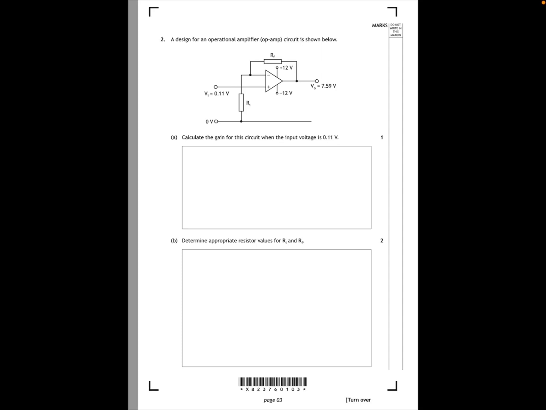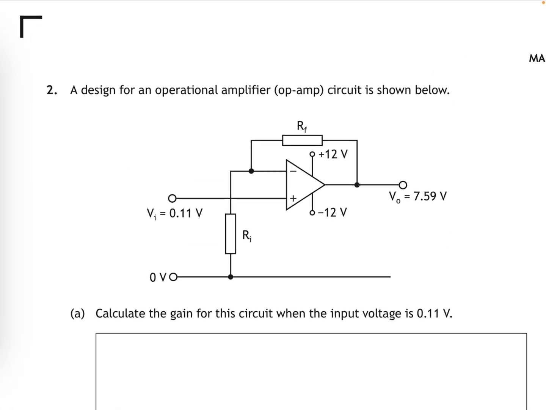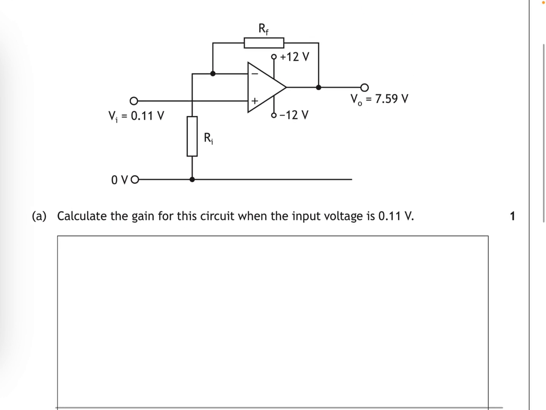This is question 2 from the 2023 Higher Engineering Science paper. And here we are shown a little op-amp circuit. We're told a design for an operational amplifier circuit is shown, and we're asked to calculate the gain when the input voltage is 0.11.